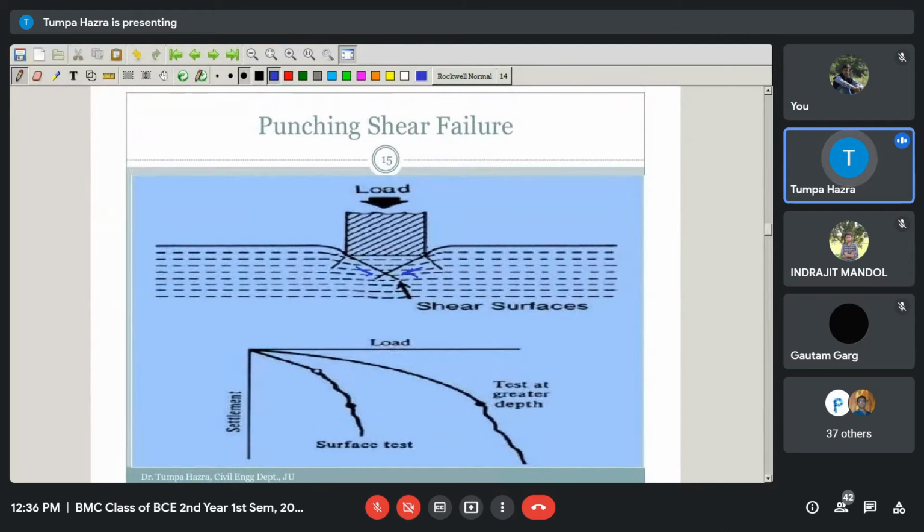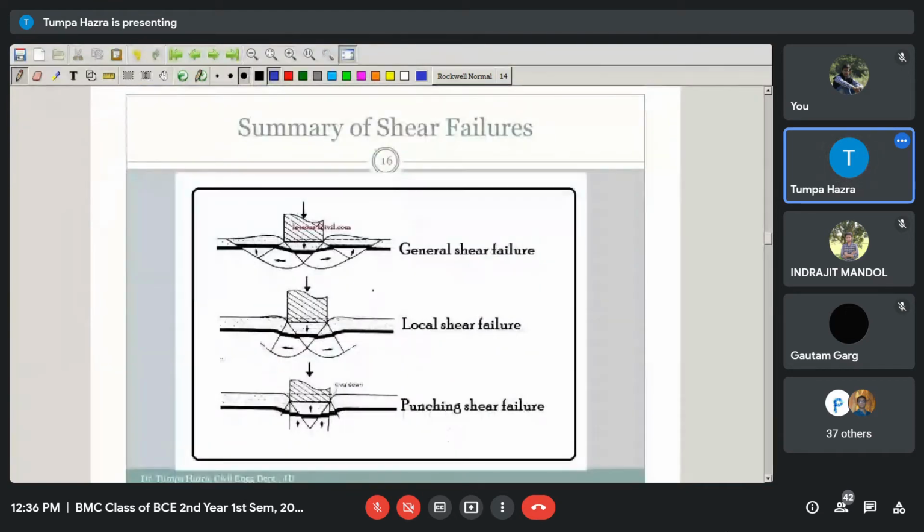Since you are not getting any sign of the bulging, you will not get an idea whether there is any shear failure under the building or not. So this is a very critical case. So in this slide, I have tried to show you the three types of shear failure that will occur due to the construction of the building with different types of loads in different types of soil.